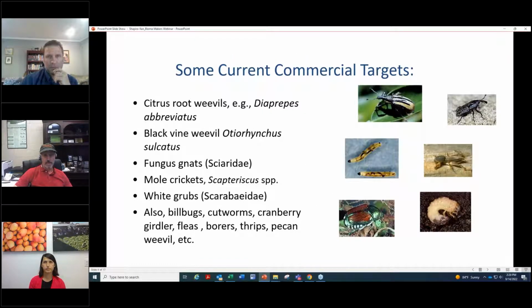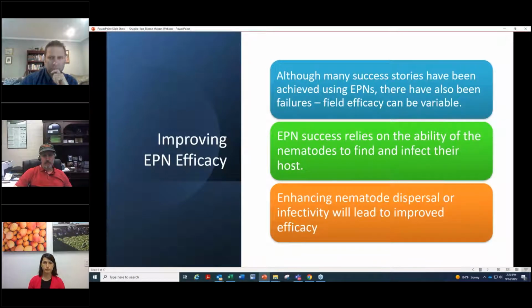So these nematodes have been used and are being used against a wide variety of economically important insect pests, such as your citrus weevil, black vine weevil, fungus gnats, mole crickets, various white grubs, various borers and weevils, including pecan weevil. So a lot of success, but at the same time, field efficacy can be variable, and it's sometimes difficult for the nematodes to compete against other control tactics, such as chemical insecticides.